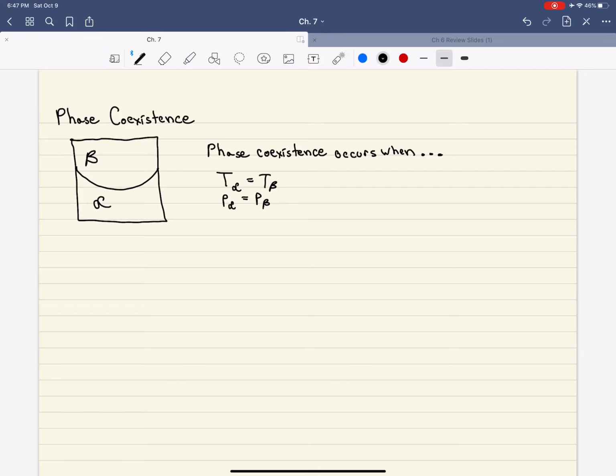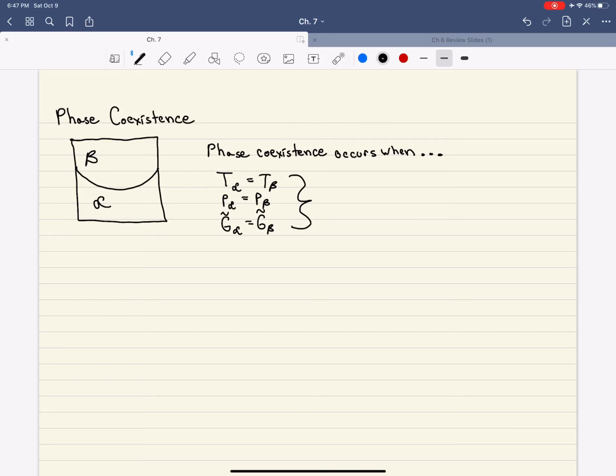And by minimizing the Helmholtz energy with respect to N alpha, we found that the molar Gibbs energies also need to be the same. G alpha needs to be equal to G beta. All three of these things need to be the same in order for us to have a system in which the alpha phase and the beta phase exist at the same time. We can even simplify this a little further because we know that the molar Gibbs energy is a function of pressure and temperature anyways.